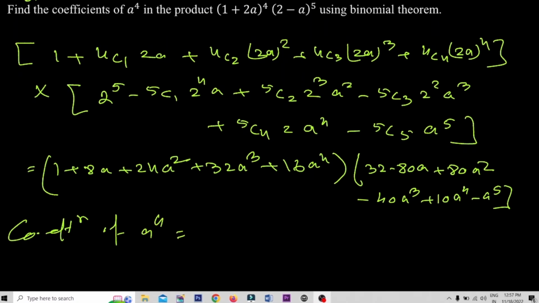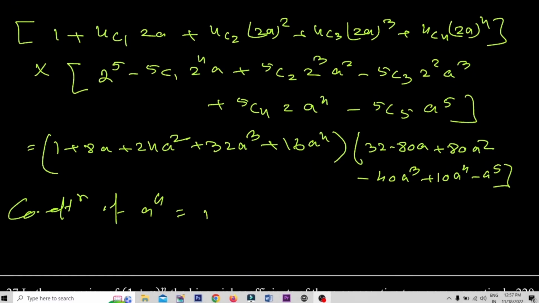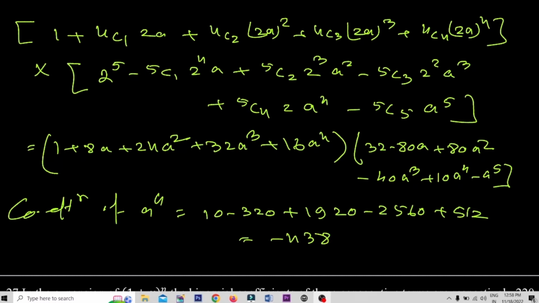Let us multiply 1 with the 10, 8a with the a cube, like that. If we multiply like this, we are getting the coefficient of a to the power 4, that is 10 minus 320 plus 1920 minus 2560 plus 512. By calculation, 1920 minus 2560 minus 320 gives minus 438. Check the calculation once. Next question.